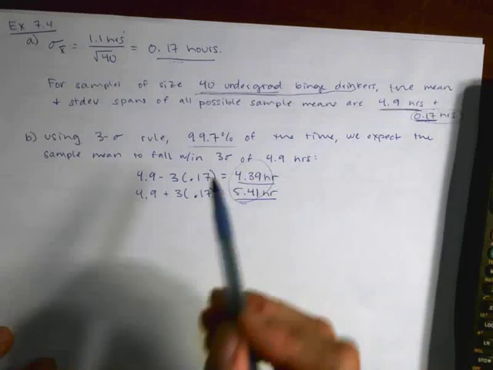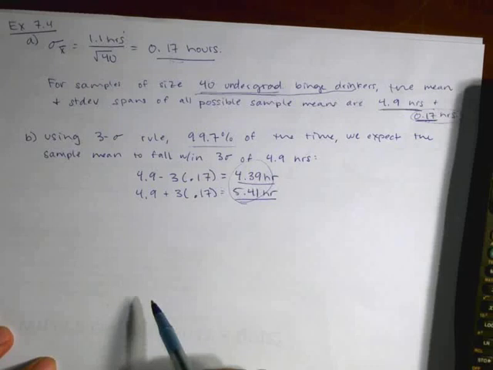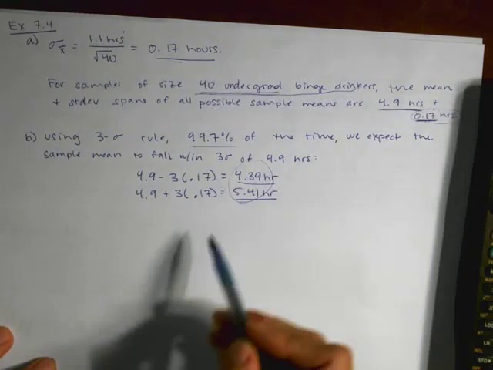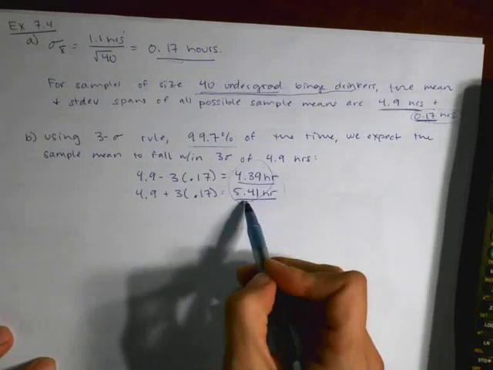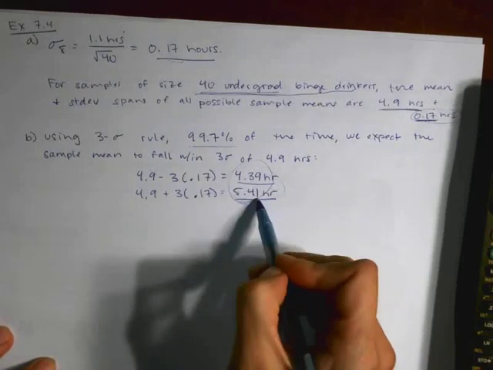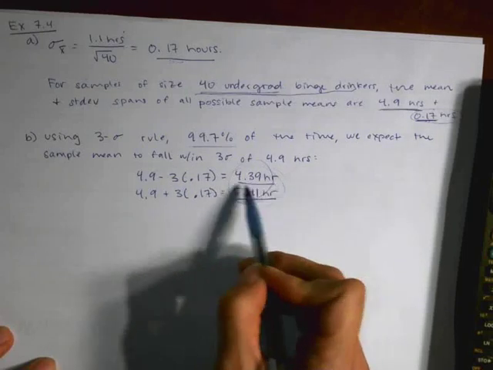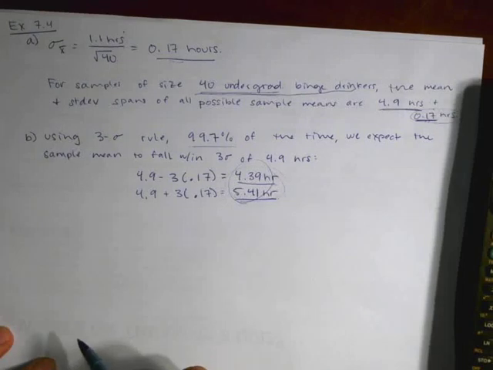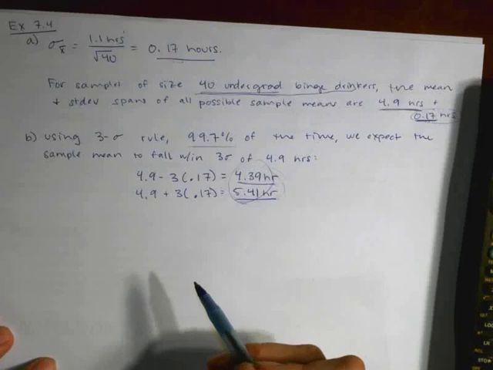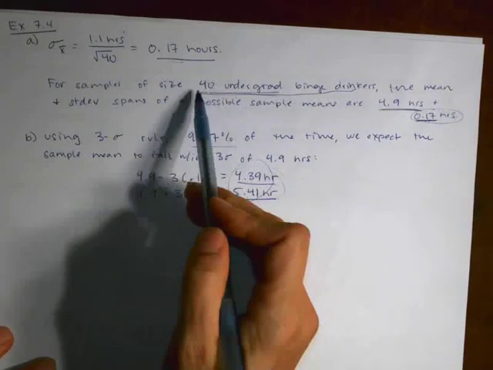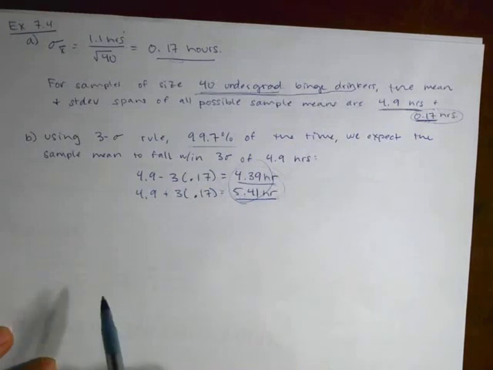Okay, so another way of saying this is that if we randomly sampled these 40 undergrads, there's virtually no way that we would sample all 40 of them and get that on average they stay out for 2 hours, or get that on average they stay out for 10 hours, because 99.7% of all of the samples of size 40 that we can pick will get a number between 4.39 and 5.41. So I think this is a really useful way of looking at the problem.